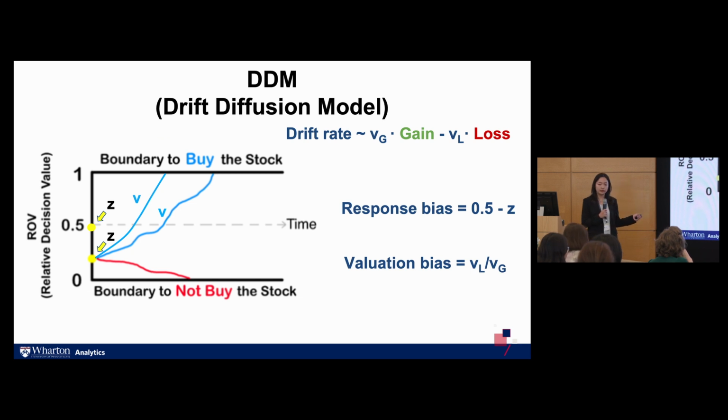Similarly, the drift rate is the rate of evidence accumulation. When you have a higher drift rate, you're also going to take less response time to make the decisions. So we are using this model to evaluate the response bias and valuation bias based on our choice data as well as the response time data.